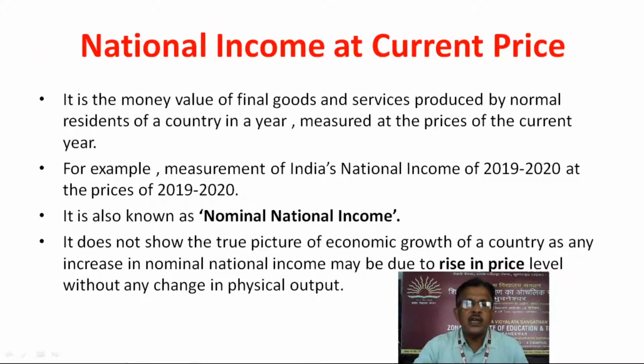National income at current price: it is the money value of final goods and services produced by normal residents of a country in a year, measured at the prices of the current year. For example, measurement of India's national income of 2019-2020 at the prices of 2019-2020 is known as national income at current price. It is also known as nominal national income. It doesn't show the true picture of economic growth of a country, as any increase in nominal national income may be due to rise in price level without any change in physical output.